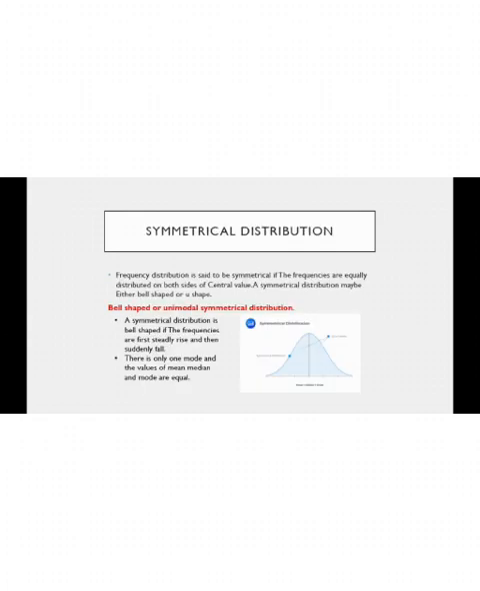Symmetrical distribution. A frequency distribution is said to be symmetrical if the frequencies are equally distributed on both sides of the central value. A symmetrical distribution may be either bell-shaped or U-shaped. Bell-shaped or unimodal symmetrical distribution: a symmetrical distribution is bell-shaped if the frequencies first steadily rise and then steadily fall. There is only one mode and the values of mean, median and mode are equal. We can clearly see in the diagram that both sides of the curve are equal, so the mean, median and mode are equal.